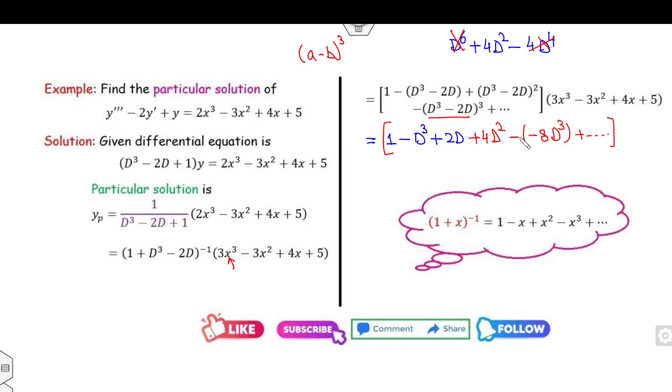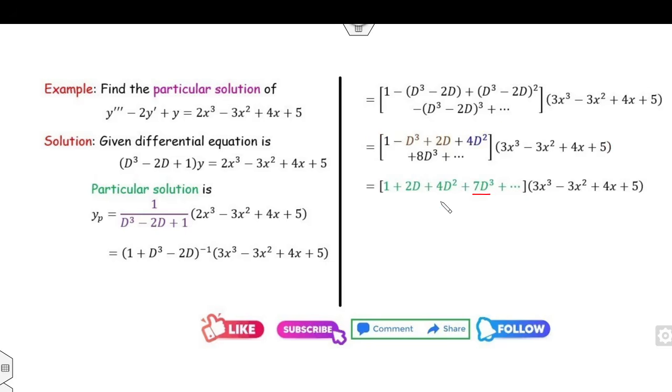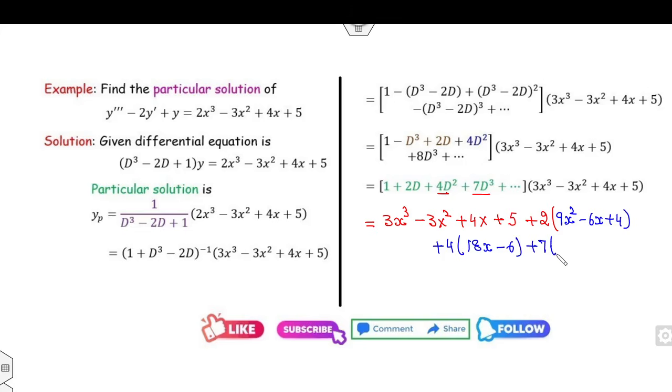So now you can see that it's plus 8, this is minus 1, this is 7, 1, 7 is 4 and this. Now you can open this bracket, that will be the right answer of this problem. 3x square plus 4x plus 5, plus twice the first derivative. What is the first derivative? 9x square minus 6x plus 4, plus 4 times the second derivative, because this is the first derivative. The second derivative is 18x minus 6, plus 7 times the third derivative, which is 18. The rest of the powers are cancelled.